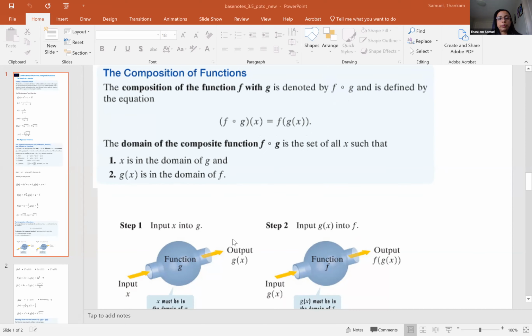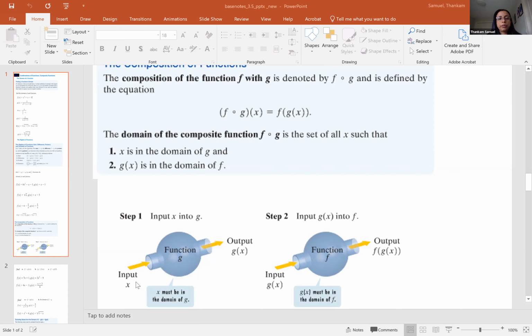So let's look at this picture. Input x into the function g, then the output is g of x. Then in the second step, input g of x into another function f. So the output is f of g of x. That is the composite function f of g of x.